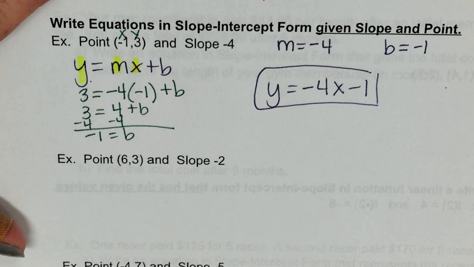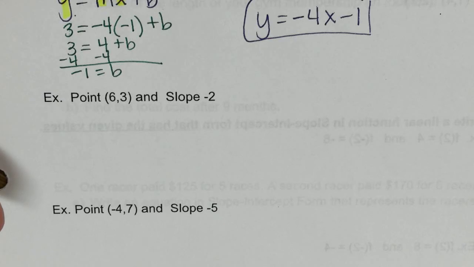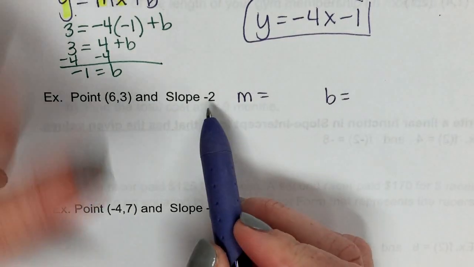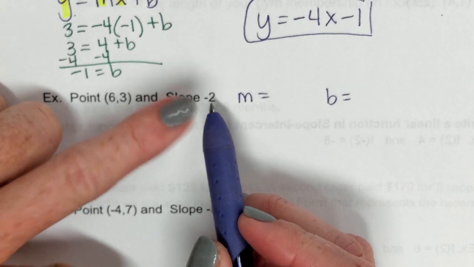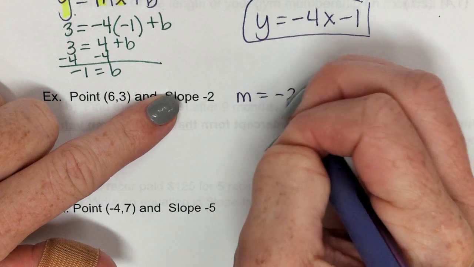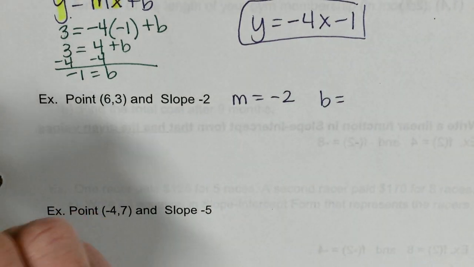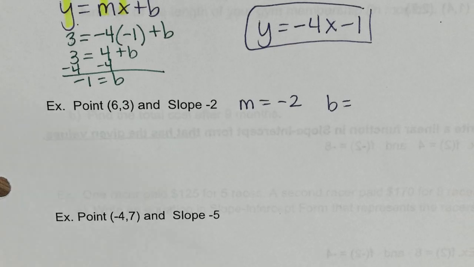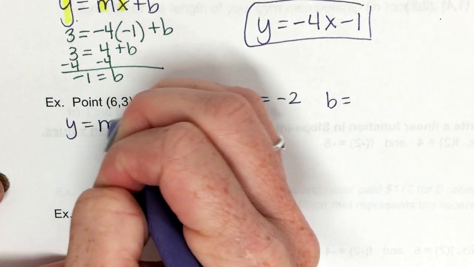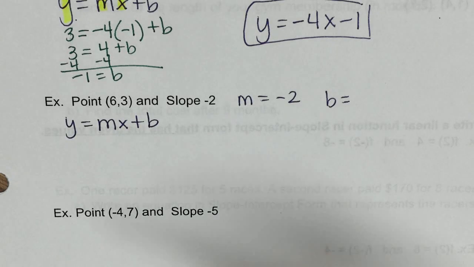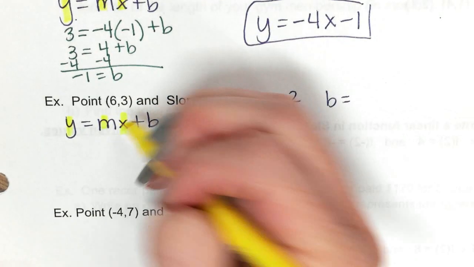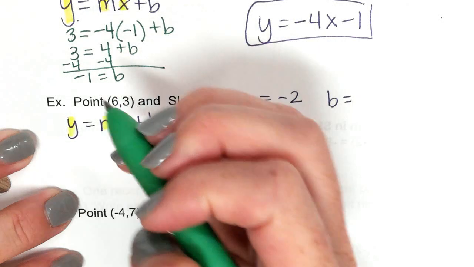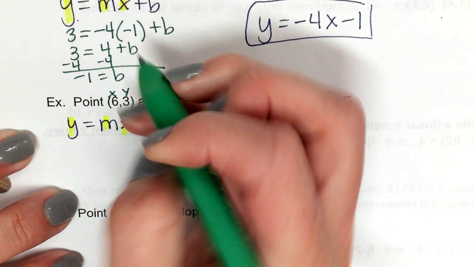Easy? All right, let's look at the next one. To write an equation, I need an m and a b. They gave me the slope. So my slope is -2. I am going to have to solve for the b by plugging in the m, the x, and the y. So I write y equals mx plus b. Again, I'm going to plug in something for y, something for m, and something for x so that I can solve for b. So this is my x, this is my y.